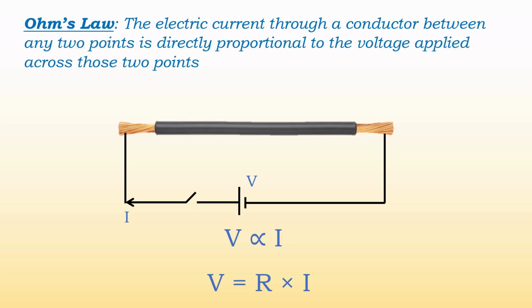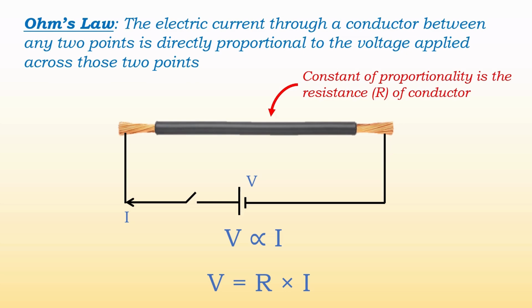Ohm's law states that the electric current through a conductor between any 2 points is directly proportional to the voltage applied across those 2 points, provided the physical conditions of the conductor remain the same. The constant of proportionality between voltage and current is called the resistance. Instead of memorizing this statement, let us understand Ohm's law using simple real-life analogies. We will first understand the analogy for voltage and current, and then we will understand resistance.